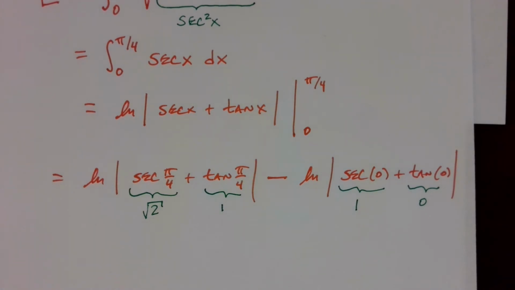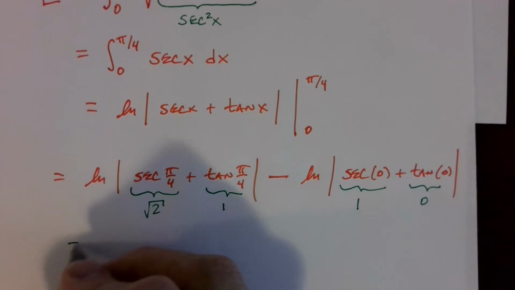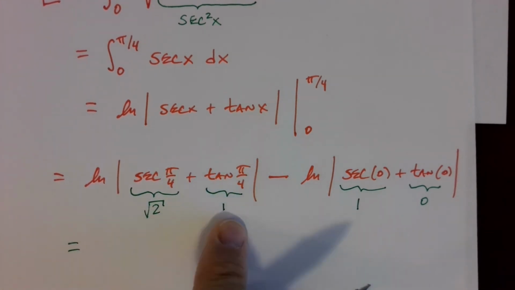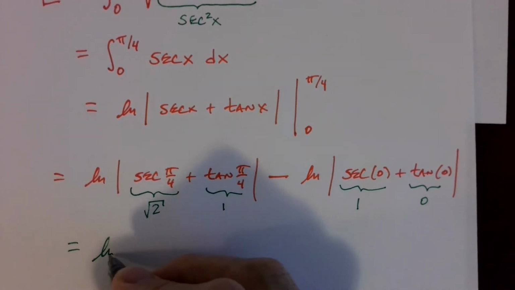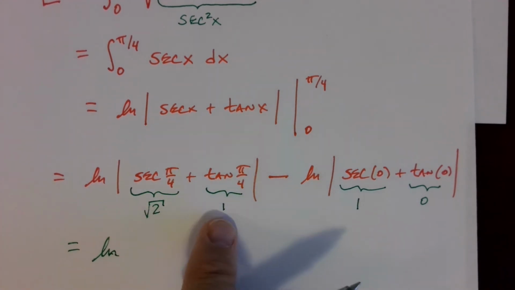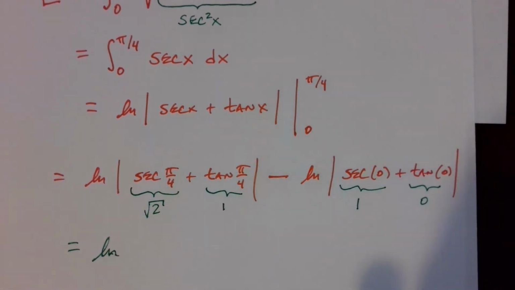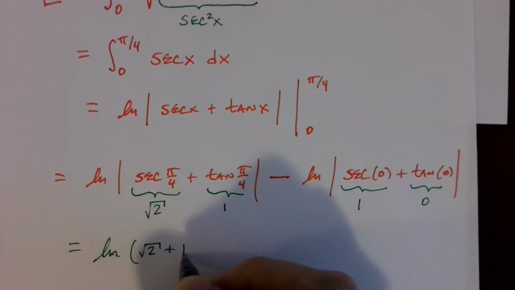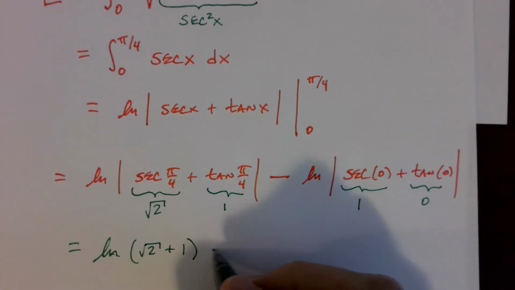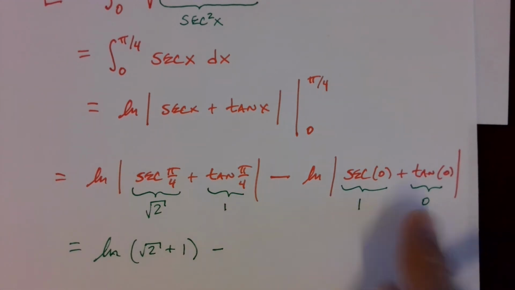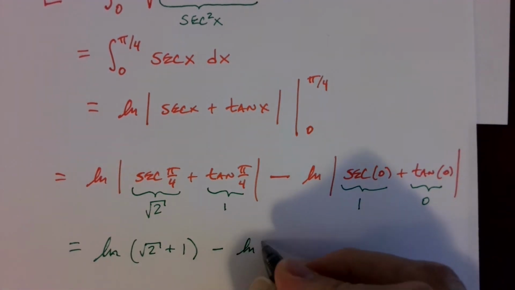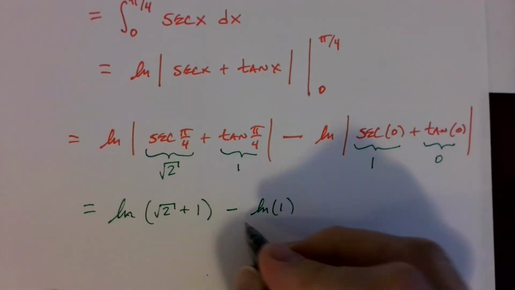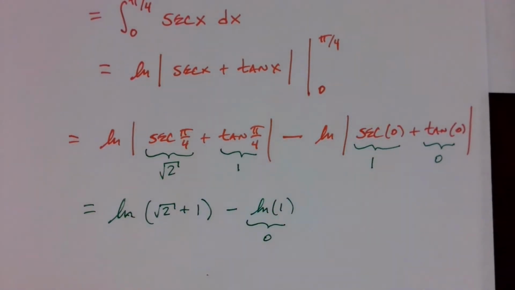But now we're set to see what we have. Square root of 2 plus 1. We take the natural log of that. And notice square root of 2 and 1 are both positive, so the absolute value of a positive number is just that positive number. I'm going to get rid of the absolute values there. Minus the natural log of what? 1 plus 0. Absolute value of 1 is 1. Natural log of 1 is indeed 0.